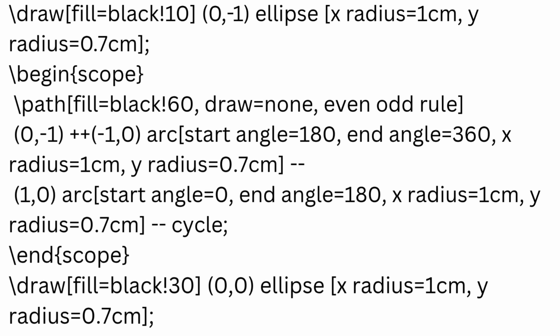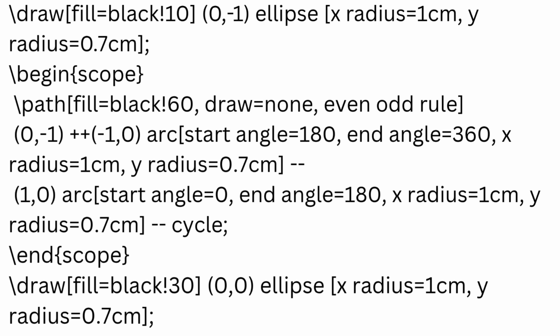Here we draw a gray ellipse at coordinates 0, minus 1. It's filled with 10% black and it has a width of 2 centimeters and a height of 1.4 centimeters. In this scope, we manually fill the region between two ellipses. The trick here is to draw the top half of the bottom ellipse and then the bottom half of the top ellipse using arcs and close the shape using the even odd rule to fill just the region between them. This makes a beautiful shadowed intersection.